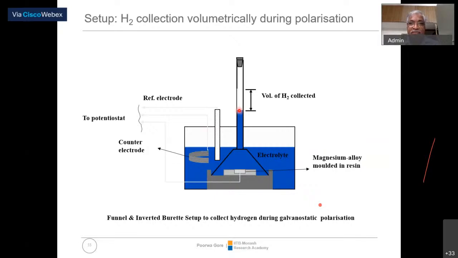a burette, not a normal burette. You have to go for a burette of maybe a micro burette, right? You have to go for a smaller burette so that any small variation in the volume is able to be detected. And I think for steel and all, the amount of hydrogen evolution is less.